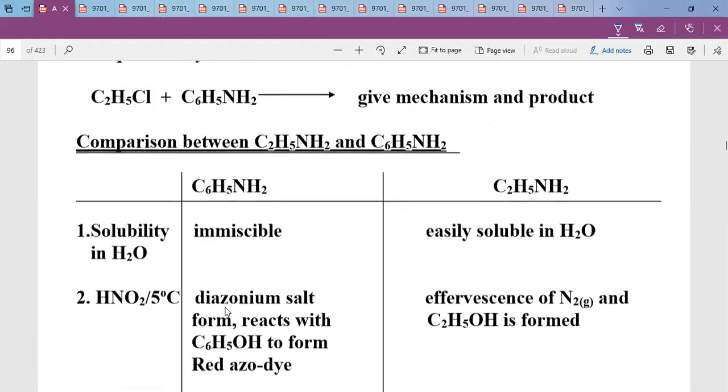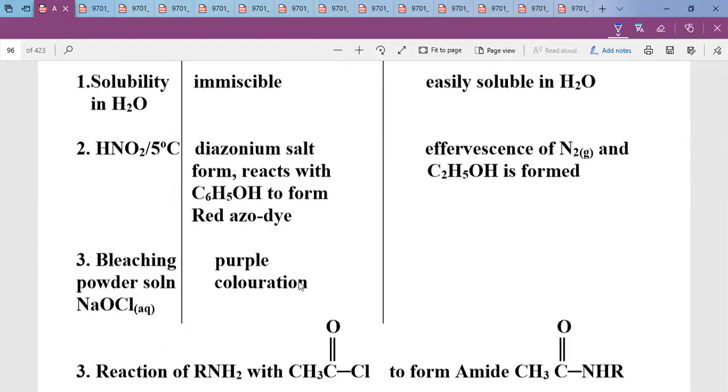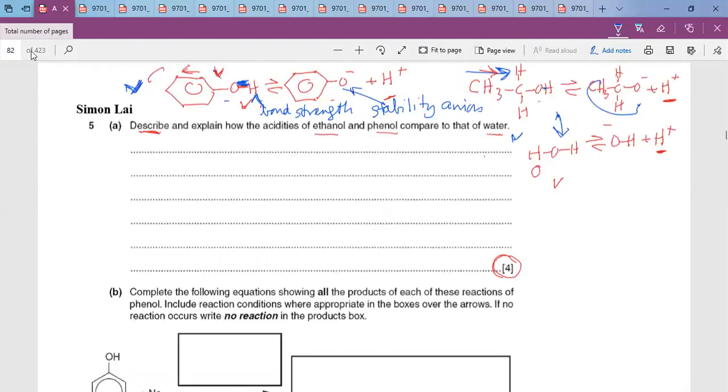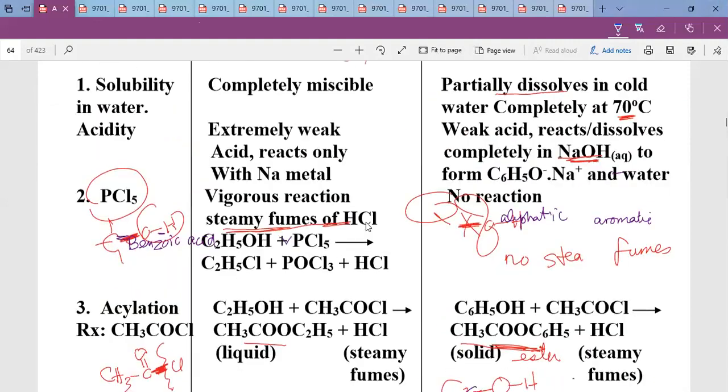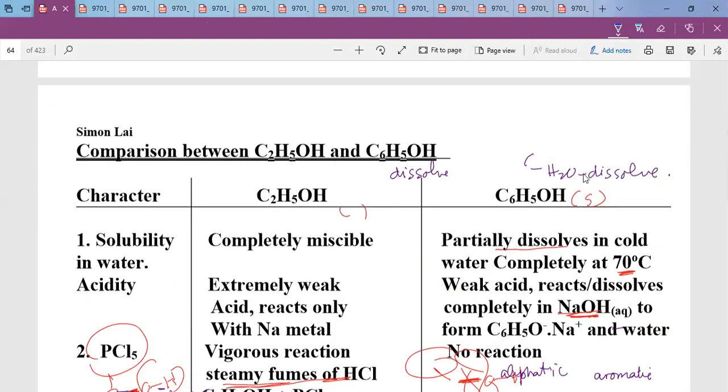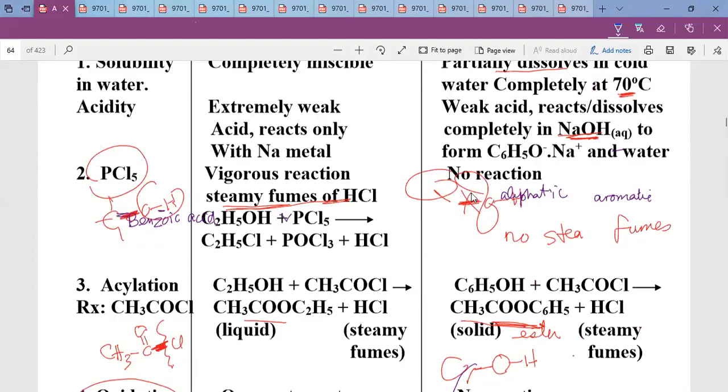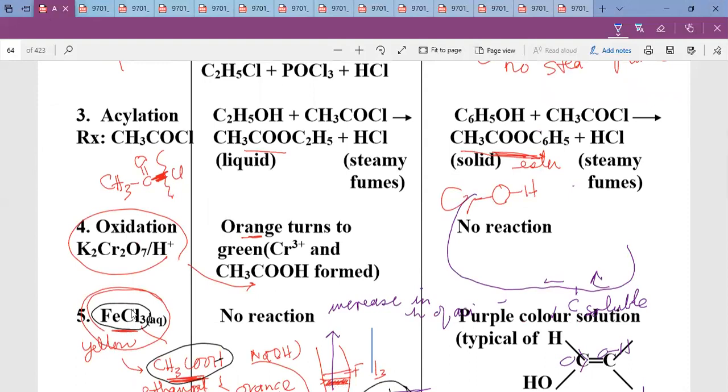Remember I told you about the FeCl3 with phenol? Okay, go back again. Page 64. I told you before this special reaction for phenol. Special reaction with iron 3 chloride, you get a purple color, because phenol is colorless.